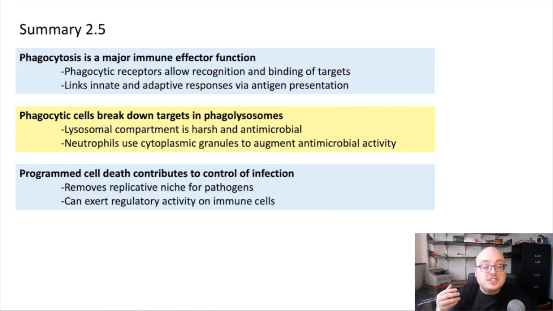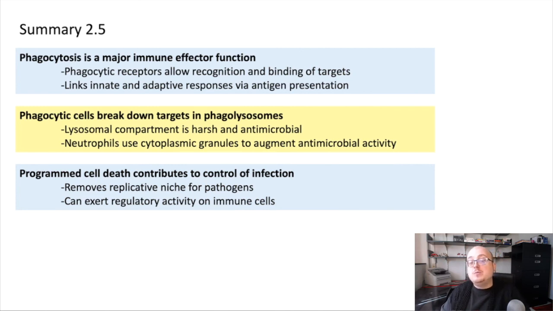The second half of the lecture, we talked about programmed cell death and how it contributes to the control of infection. So programmed cell death is important just because it removes a cell as what we call a replicative niche from the environment. So, intracellular bacteria and viruses use the resources of the cell to replicate themselves and to spread. And so if a cell undergoes programmed cell death, it basically removes itself as an environment for that pathogen to use. And so sometimes just choosing to die is the best way to control infection, right at the source.